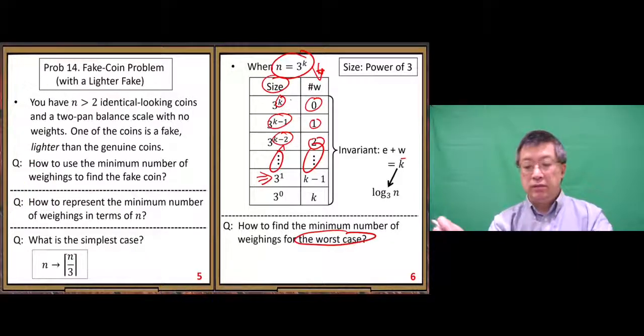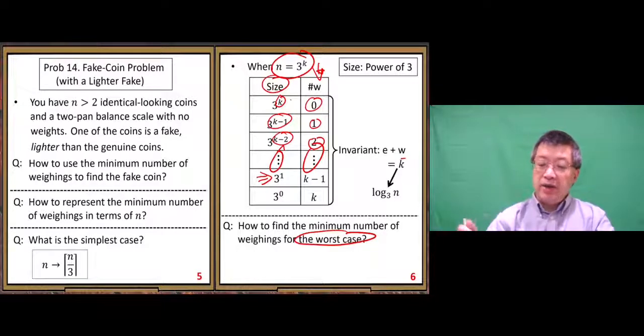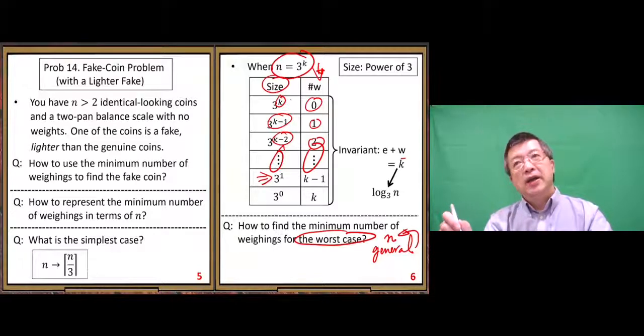All right. For the worst case. So here, what I mean, for the worst case, for the general n. Okay, so not that. Here we need to consider the general n for this question. Okay, can you guess the answer?